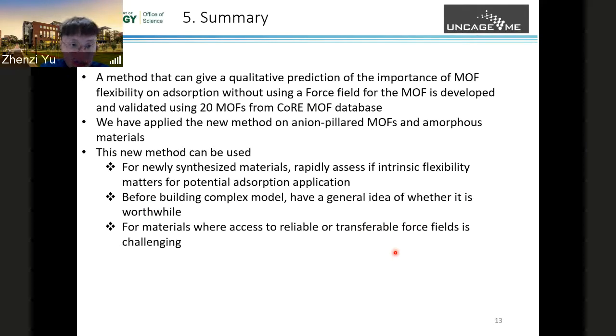And we have applied the new method on amorphous MOFs and amorphous porous materials. We argue that our new method can be used for newly synthesized materials, and it can rapidly assess if intrinsic flexibility matters for potential adsorption applications. Before building a complex model, our model can give a general idea of whether it is worthwhile or not. Also for materials where access to a reliable or transferable force field is challenging, our model is very powerful.